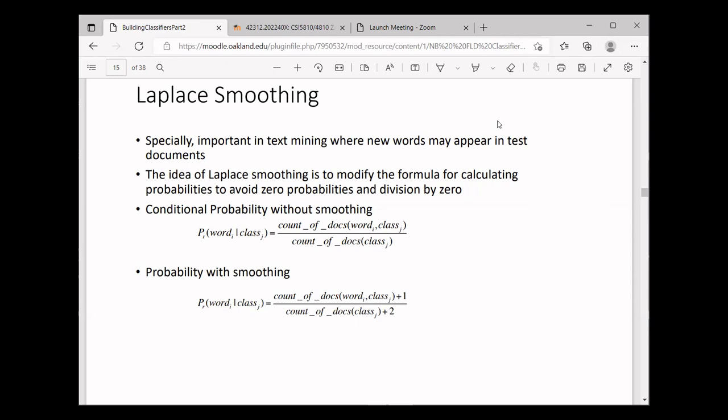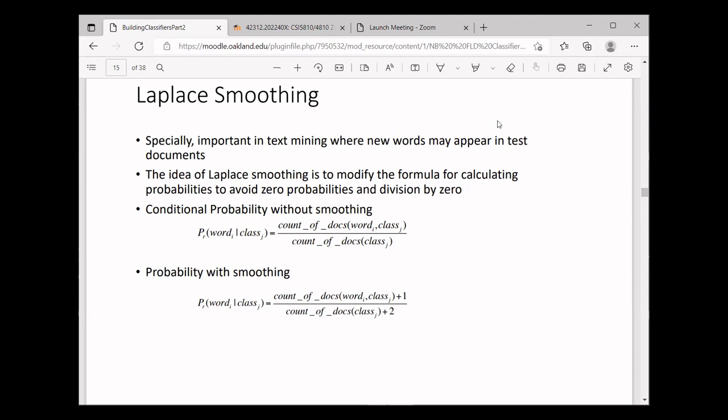So basically, if you look at the formula here, I give you two formulas. One is the conditional probability without smoothing. So that's the formula typically people will use. All right. So if you are trying to calculate what is the probability for word I to be present in a document that belongs to class J. That probability is the count of documents where the word I is present and those documents are from class J. So you take that count and you divide that count by the count of documents of class J, and that will give you that probability. All right.